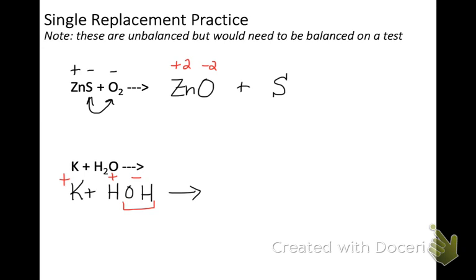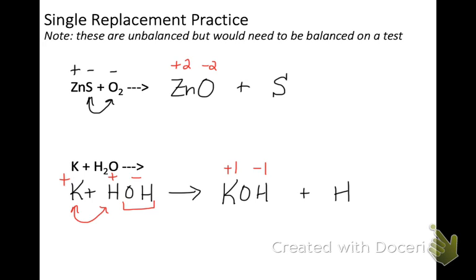So in this example, the potassium and the hydrogen are going to trade places with each other. I'm going to have KOH plus H. Now you want to go ahead and, for your compound, check your charges to make sure that you have a neutral compound. Potassium has a +1. The hydroxide has a -1 charge. So KOH is a neutral compound.